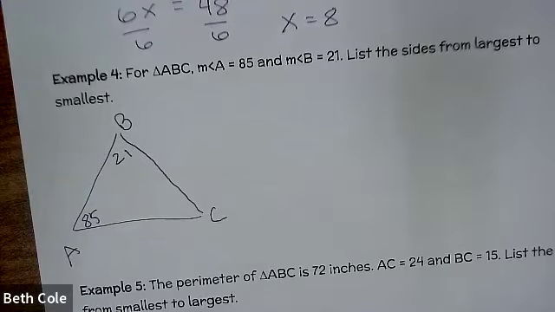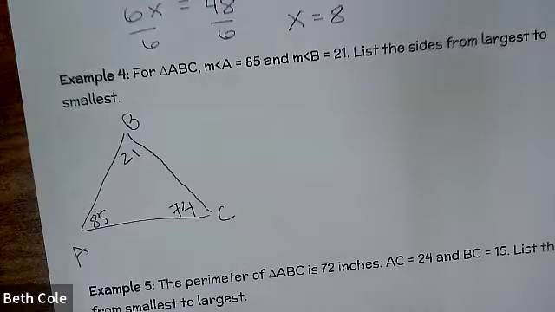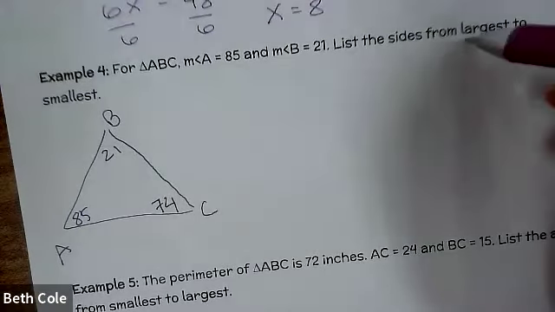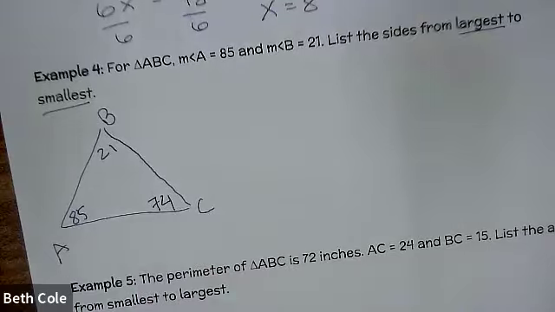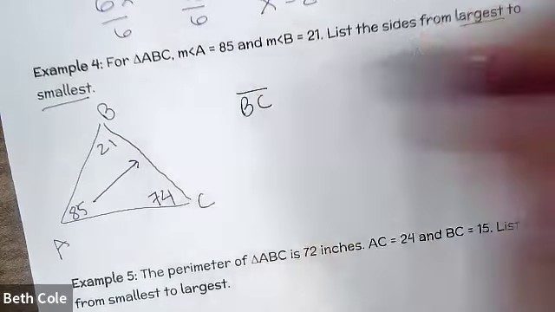21 plus 85. And then subtract it by 180. Hold on, my calculator's being weird here. 21 plus 85 and subtract it by 180. I got 74. Perfect. Now we're going to list our sides from what to what? Just make sure you read. Largest to smallest. All right, which one of these is the biggest number? All right, across from 85, BC. Perfect.